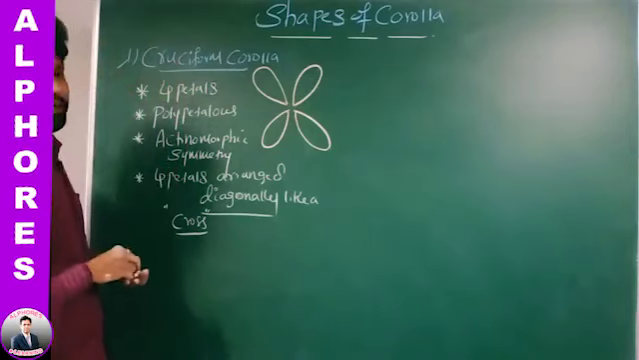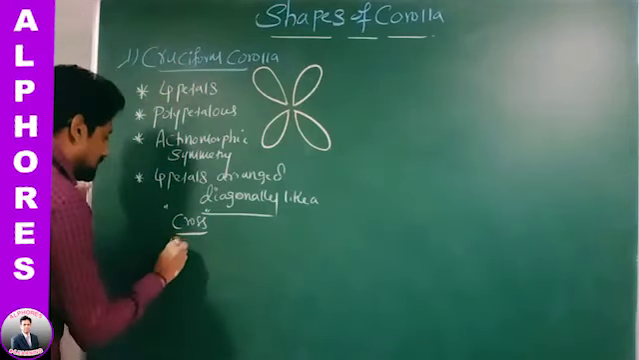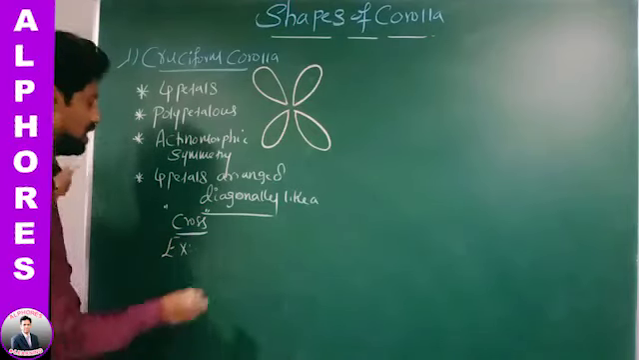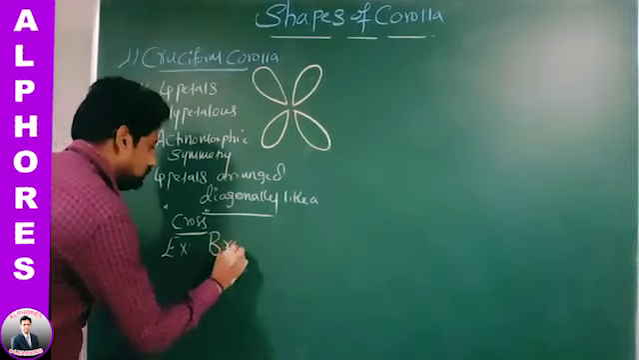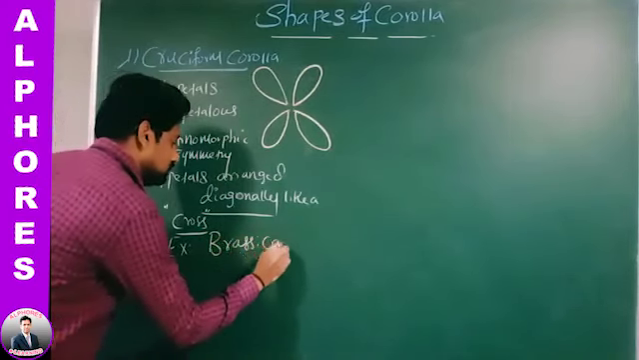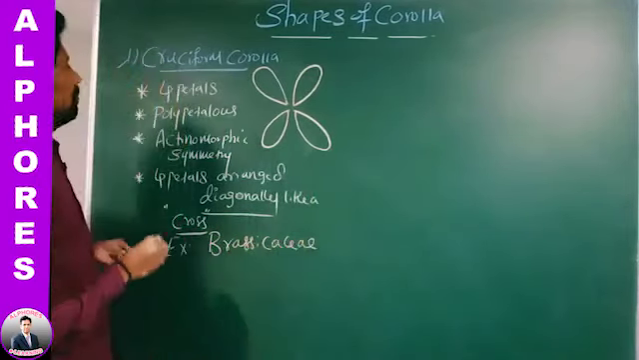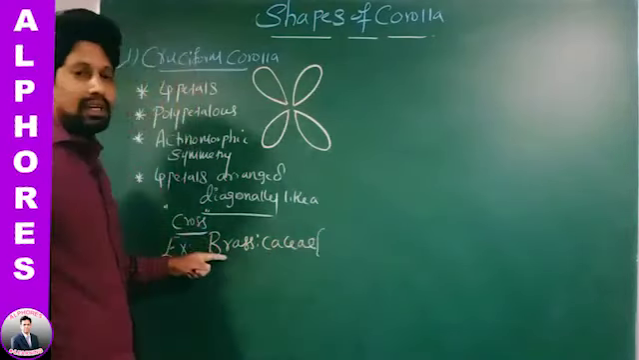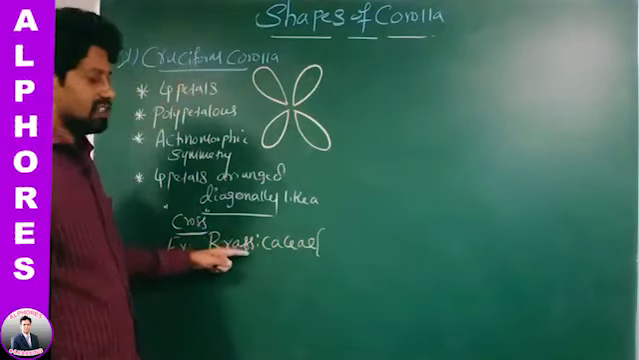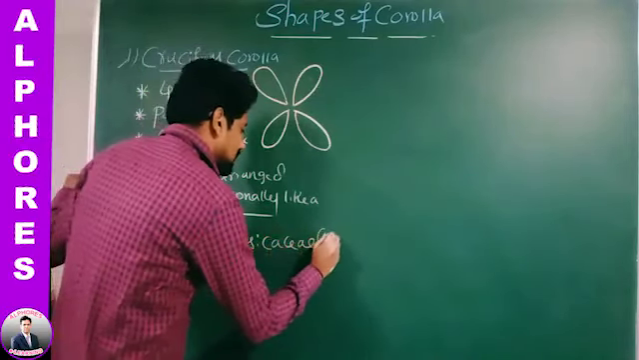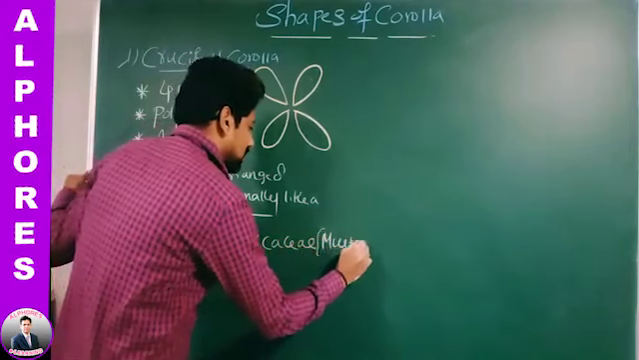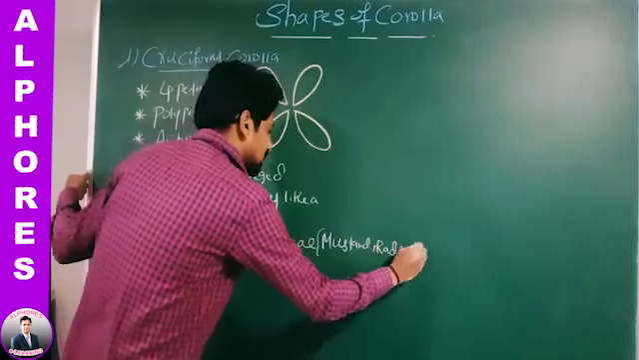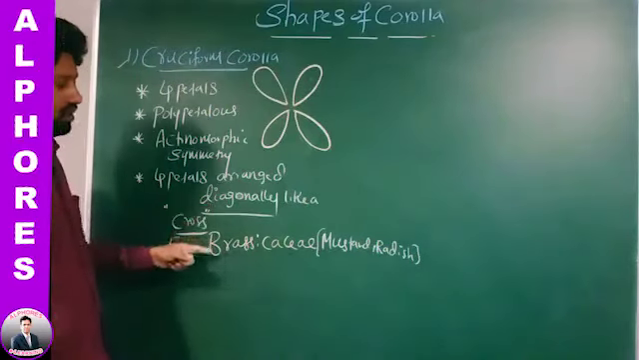What is the example for cruciform corolla? Brassicaceae. Here I wrote the family name, which means you can take any plant from this family. I am taking two plants from this family: mustard and radish. Two examples I wrote for this family.